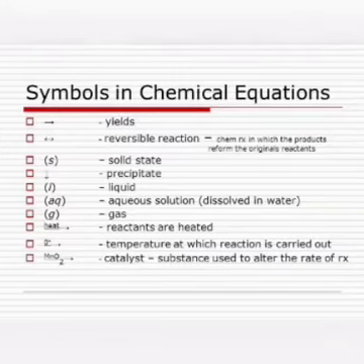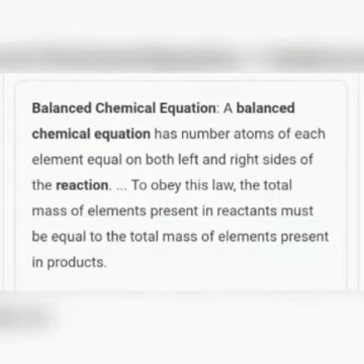Okay, balanced chemical equation. A chemical equation is said to be a balanced chemical equation when the number of atoms of its element on the reactant side is equal to the number of atoms of the corresponding element on the product side.